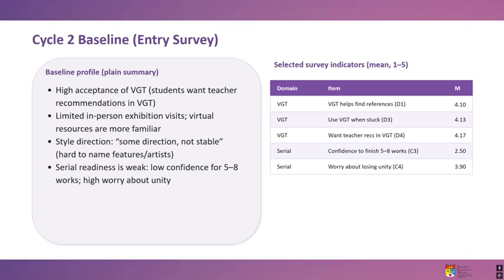The survey results show that students accepted VGT very well. D1, D3, and D4 are around 4 out of 5, which means they think VGT is useful. They are willing to use it, and they want clear teacher guidance in this. But for serial creation, students feel less ready. C3 is low, so they were not confident about finishing 5 to 8 works. C4 is high, so they worried a lot about losing unity and going off track.